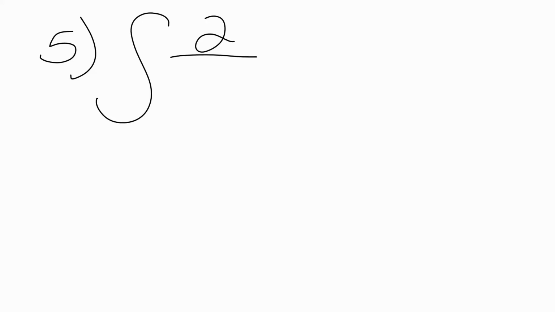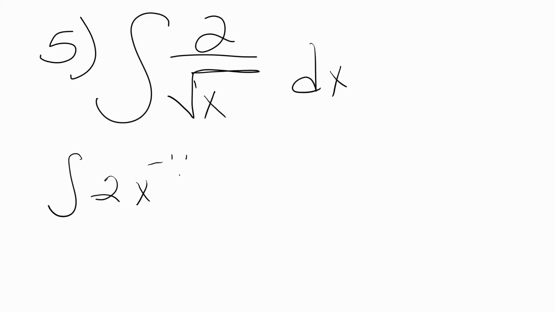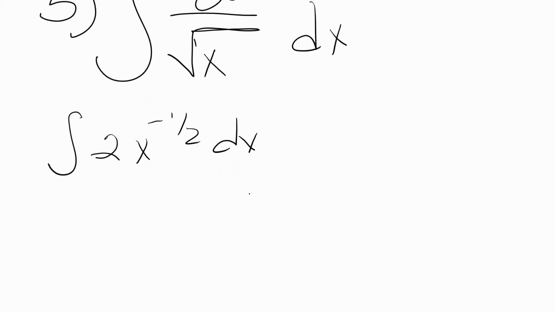Sorry about that. So the integral of 2 over the square root of x dx. All right, again, we're going to have to write it so that the x is not in the denominator. And as we did with derivatives, we do not like the square root symbol anyway. So I'm going to rewrite it as the integral of 2x to the negative 1/2 dx. So it's 1/2 because it's the square root, and it's negative because it was in the denominator. So now I can go ahead and integrate it.